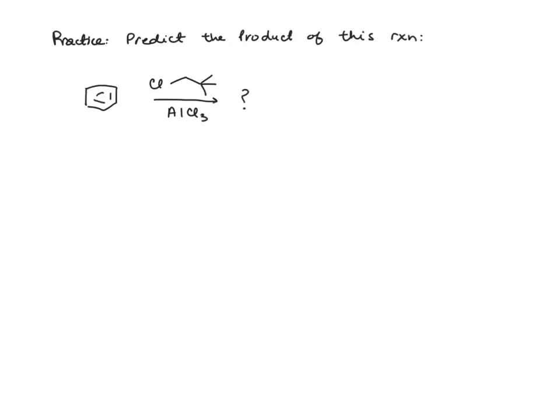Let's do a practice. Let's predict the product of the following reaction. And what I'm going to tell you is that the product is, let me draw it in red, the product is not this. You might see it as a minor product. So let's just draw that that is minor, possibly.